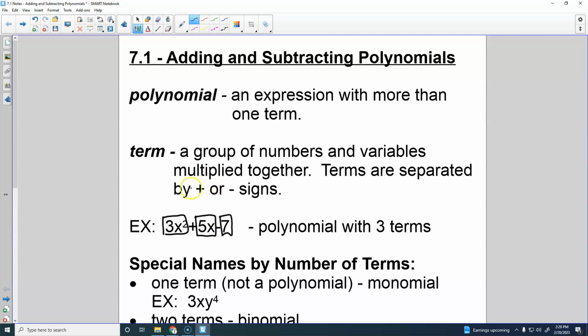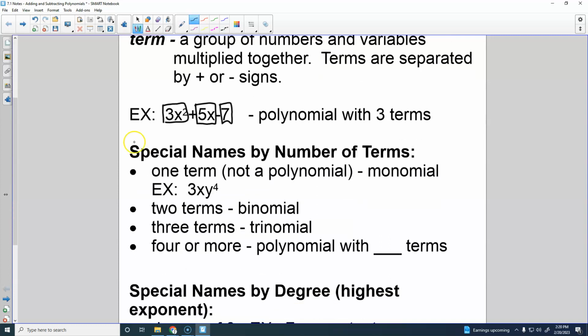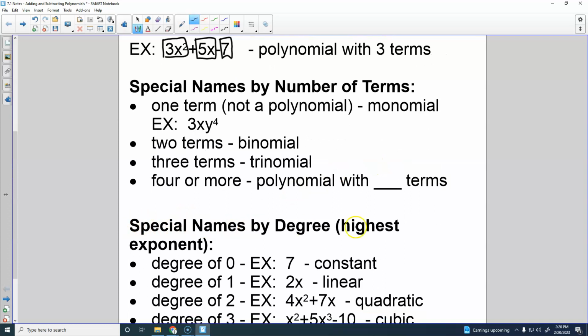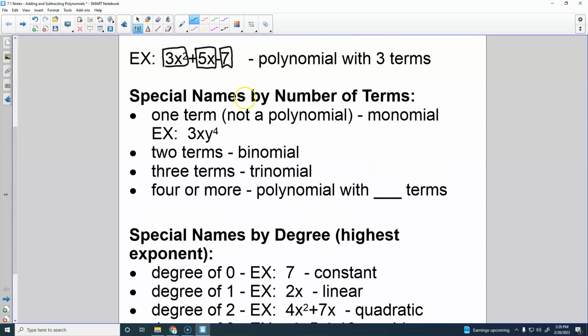Okay? So there are 2 ways that we are going to name polynomials. We're going to name them by their number of terms, and we're also going to name them by their degree. Okay? So for special names, technically this is not a polynomial because the definition for a polynomial was more than one term. So if there is just one term, technically it's not a polynomial. It is what we call a monomial.